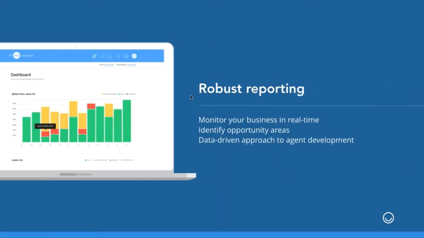And another huge conversation in our industry today is data. And not even in our industry, in the world in total. We are able to derive a lot of information from reporting, from data. So through these dotloop dashboards, you're going to be able to monitor your business in real time. Through being able to monitor that data and see it as it happens instead of at the end, as these transactions are going on, we can better identify areas of opportunity. And we can use that data and those areas of opportunity for agent development.